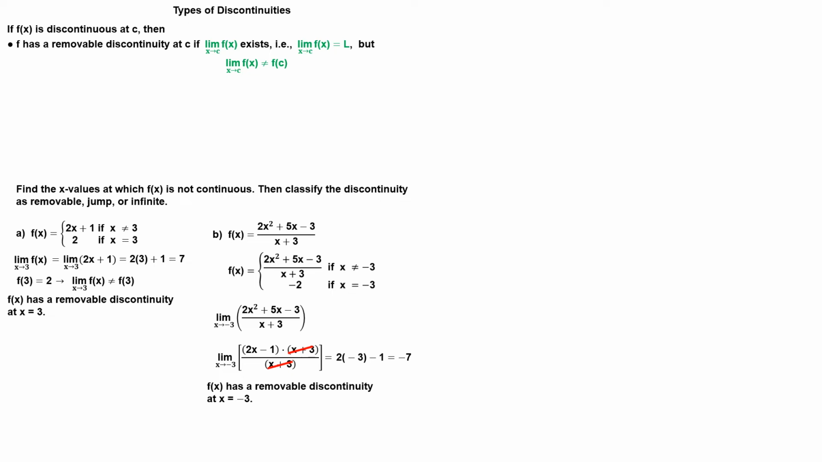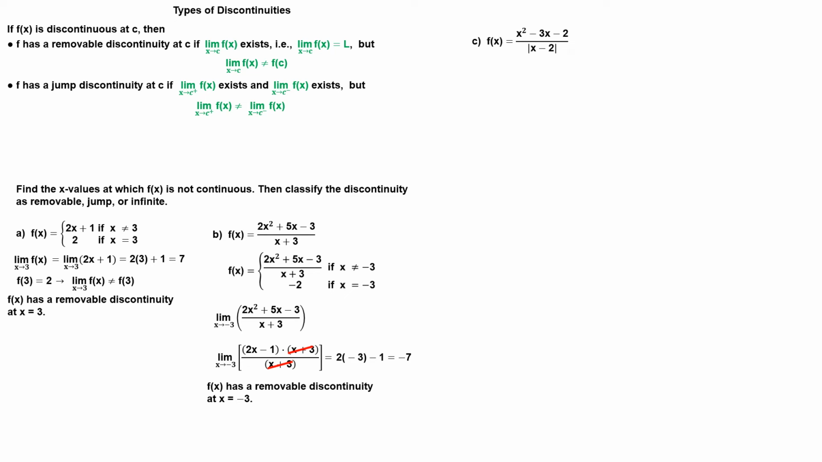Let's define jump discontinuity. F has a jump discontinuity at c if the limit of f as x approaches c for values of x greater than c exists, and the limit of f as x approaches c for values of x less than c exists, but the values of both limits are not equal.